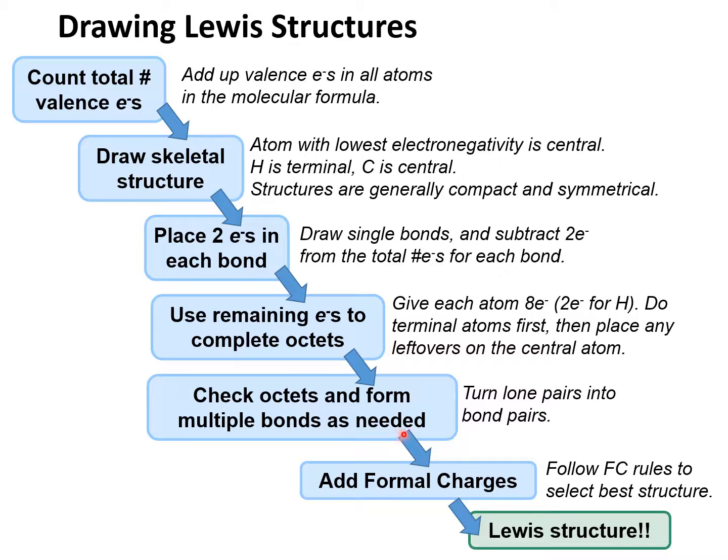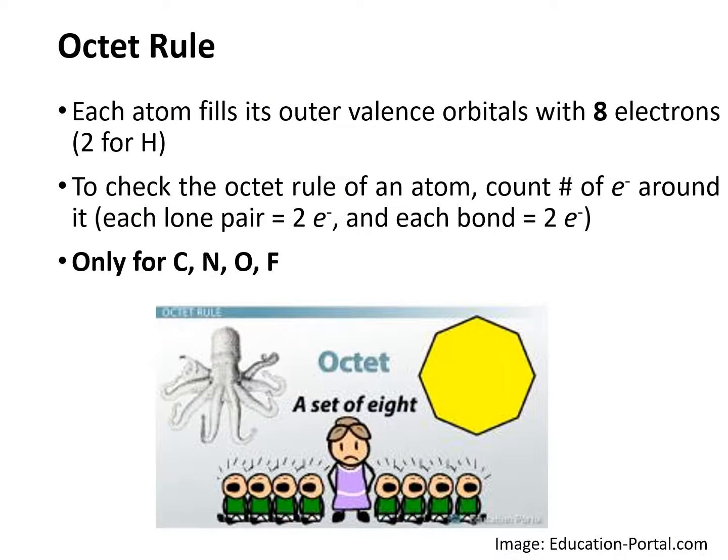multiple bonds as needed by turning lone pair electrons into bonding pairs. Finally, we check the formal charges and follow the rules for formal charges to select the best Lewis structure. And this will lead us to the correct Lewis structure. The octet rule states that atoms will prefer to gain or lose electrons in order to attain 8 electrons in its outer orbitals, which corresponds to a complete or filled valence shell.